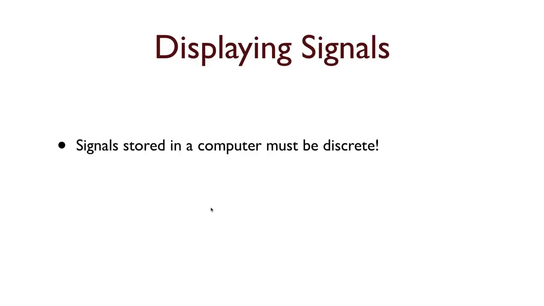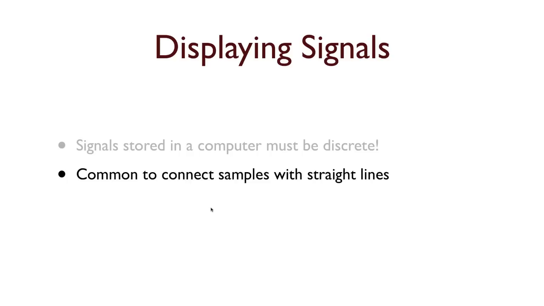Now, any signal that's stored in a computer must be in discrete format, must have a discrete independent variable, because we can only store sequences of numbers. However, oftentimes it's useful to display signals as if they were continuous, and in order to do this, we might connect the samples of our signals with straight lines. In MATLAB, the software that we're using here, and I'll display in a moment, does exactly that when you give it the command plot.